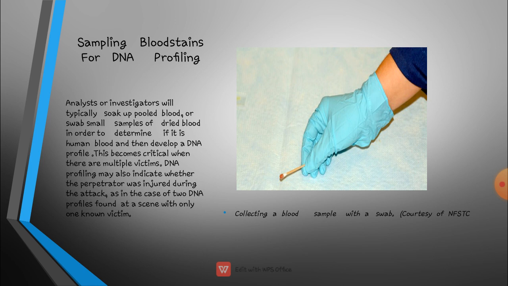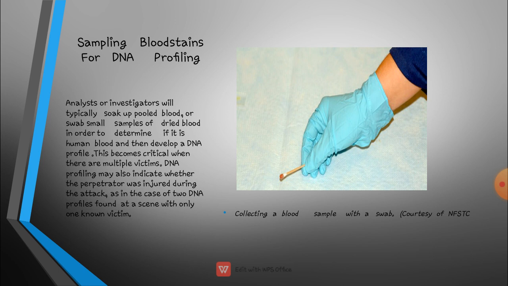Now, after collecting the bloodstain and making the pictures and photography for record keeping, the next step is sampling the bloodstain for DNA profiling. Now we have to match the DNA of the victim to know what happened that caused the blood to shed from the body of the person. An analyst or investigator will typically pool a blood or swab a small sample of dried blood in order to determine if it is human blood and then develop a DNA profile.